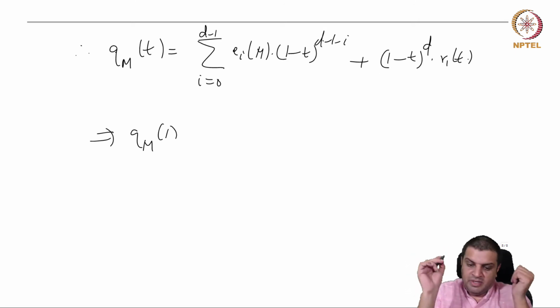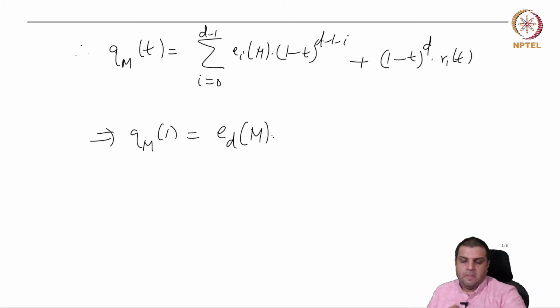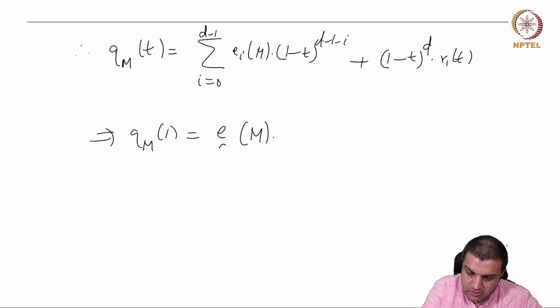and this involves a 1 minus t. Okay. So this is the proof of d minus 1, the last non-zero.